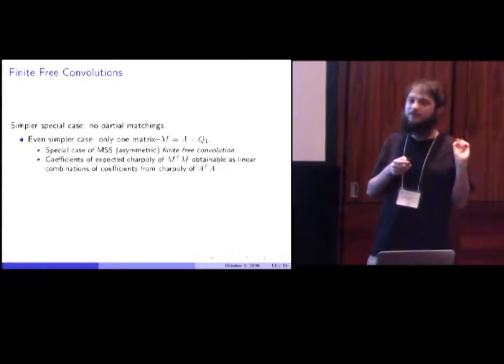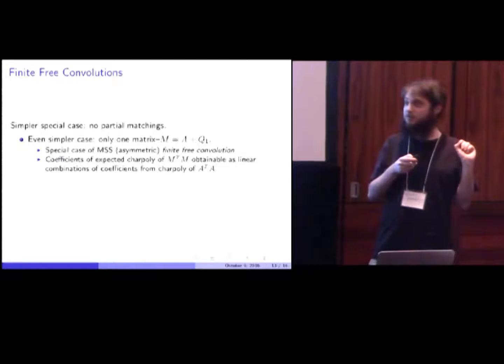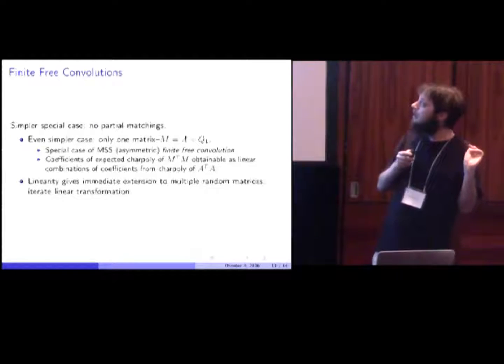And it turns out the finite free convolution is just a linear transformation of the coefficients of the characteristic polynomial of A. So if you know the characteristic polynomial of A, you can just write it down. Then you can immediately get the expected characteristic polynomial doing very little work.